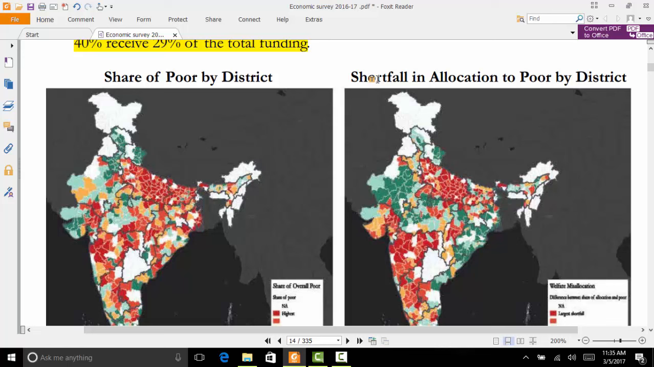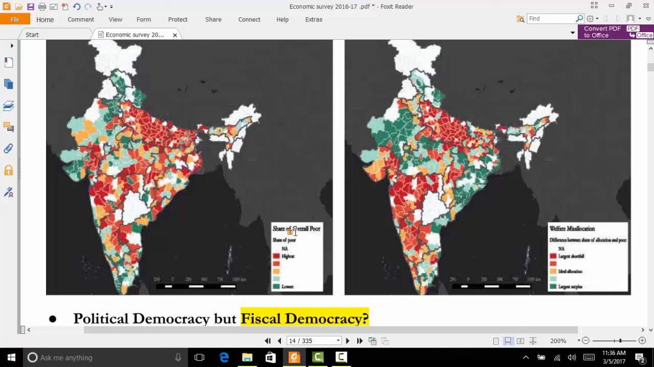Yes, it's a coincidence. They're coinciding. Whereas the strategy should be that for more poor districts, more funds should be there for the more equitable development of the country. So this northeast, sir, what is this? White indicates? They have left, so NA, they don't have much data about it, I think so.